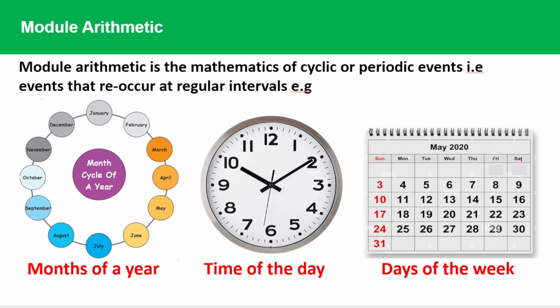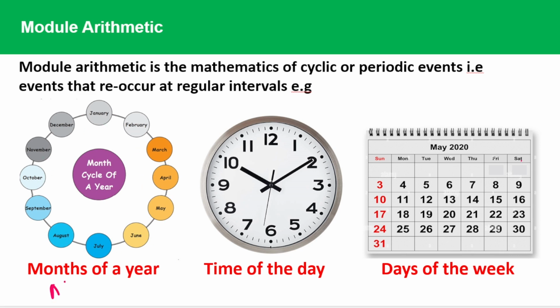Examples of such cyclic events include the months of a year, the time of the day, and the days of the week. Now, the months of the year repeat after every 12 months. We go January, February, March, April, May, June, July, August, September, October, November, December. Then we're back to January again.